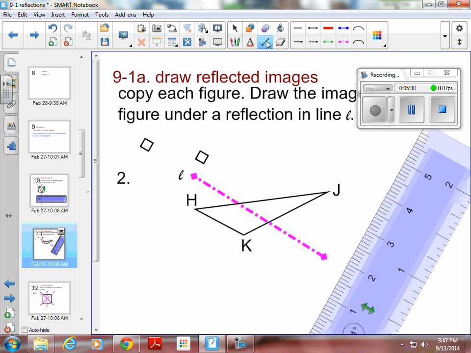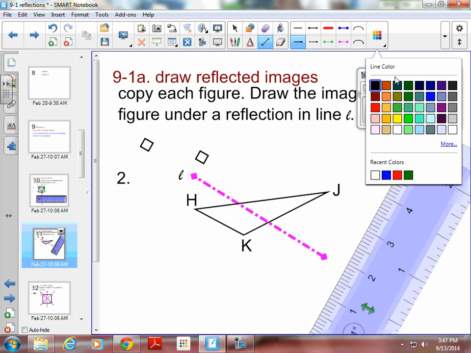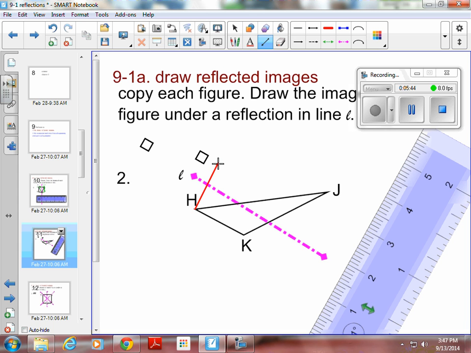So the first thing I want to do is I'm going to draw my rays. I start at H. I'm going to reflect across line L. So I need that to be at 90 degrees. So I put the little box there, so I can make sure I'm going right at 90 degrees and I'm not off at all. And then I grab my ruler and I measure.